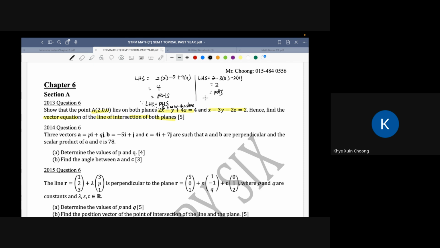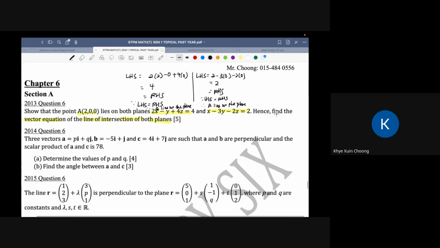You do the same thing for here. Since left-hand side equals right-hand side, A lies on the plane. So since it lies on this plane and lies on this plane, it lies on both planes. So, find the vector equation of the line of intersection of both planes.